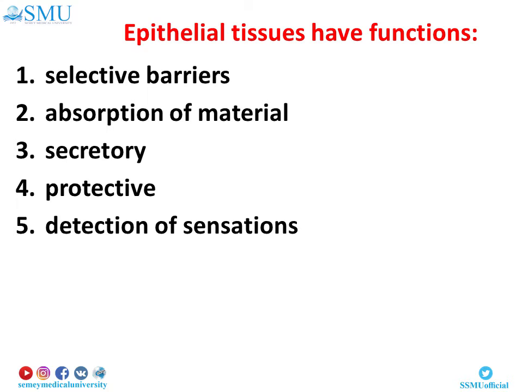Epithelial tissues have functions: selective barriers that limit or aid the transfer of substances into and out of the body, absorption of material from a lumen, for example intestinal tract or certain kidney tubules, secretory surfaces that release products produced by the cells onto their free surface, protective surfaces that resist the abrasive influences of the environment, and detection of sensations via taste buds, retina of the eye, and specialized hair cells in the ear.